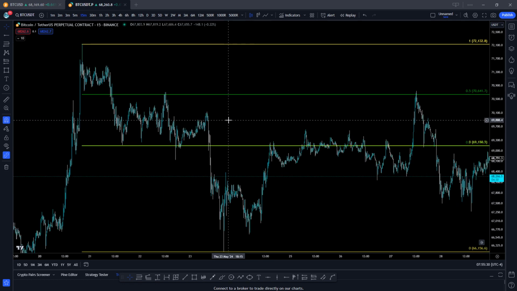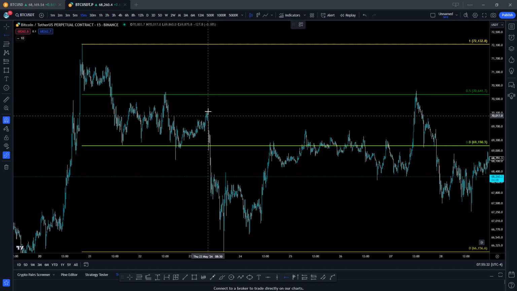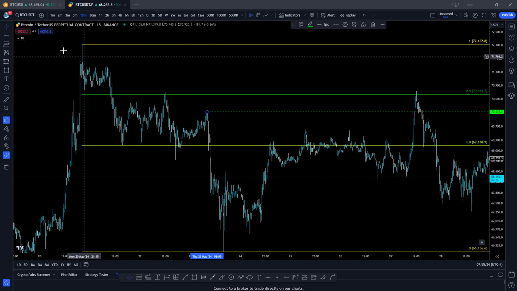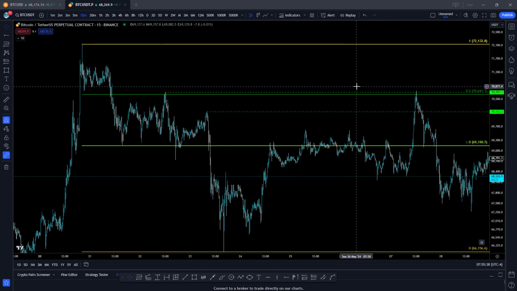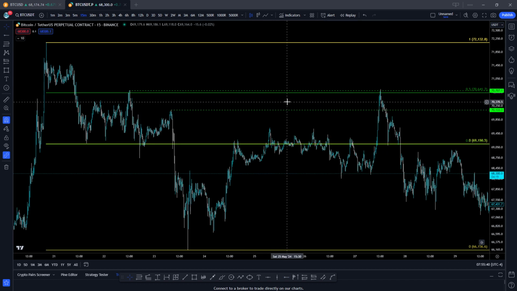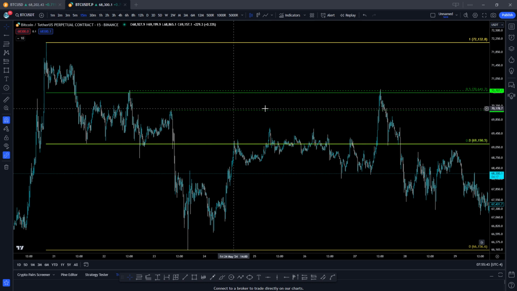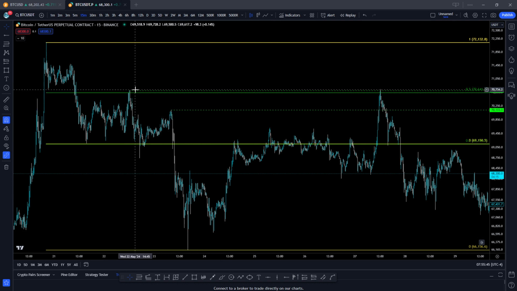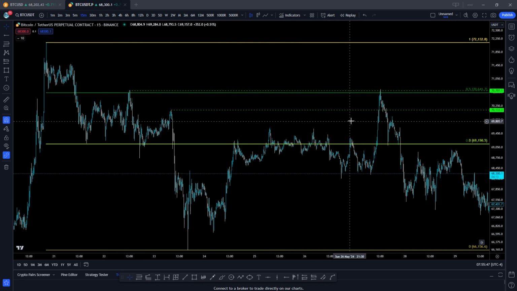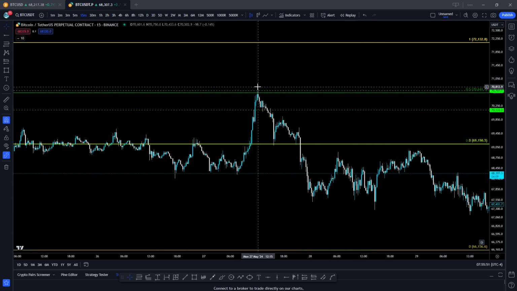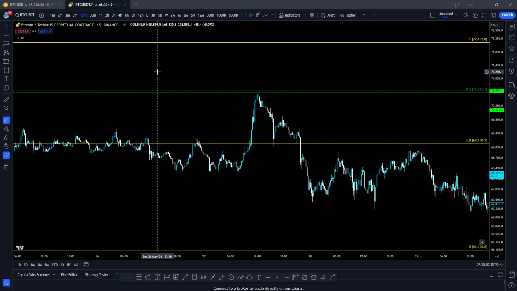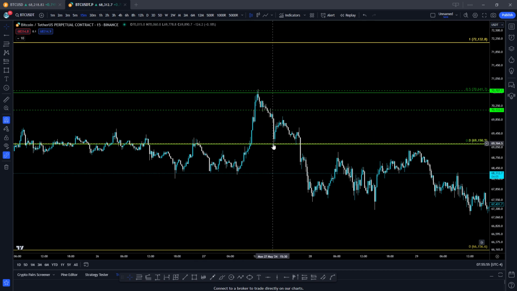So what else do we have? If we look to our left, we can see that we take out this high here. And at least on Binance, we took out this high as well. So those two dashed lines at the beginning were these two right here. The magic occurs right here. And then we come down.